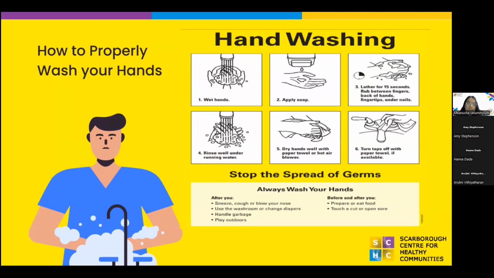So we have a kind of guide. You might have seen these posters around bathrooms, and it goes through a step-by-step of how you should be washing your hands. So just a reminder, you want to wet your hands first. You apply the soap that's provided. You want to lather your hands for about 15 seconds, making sure that you're getting all areas, the back of the hands, the fingertips, and then rinsing well under the running water.